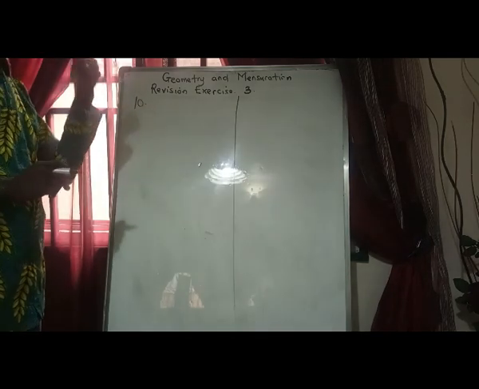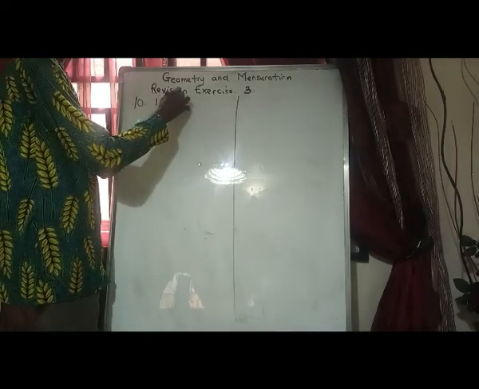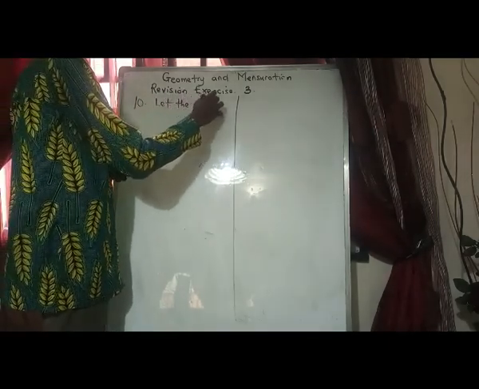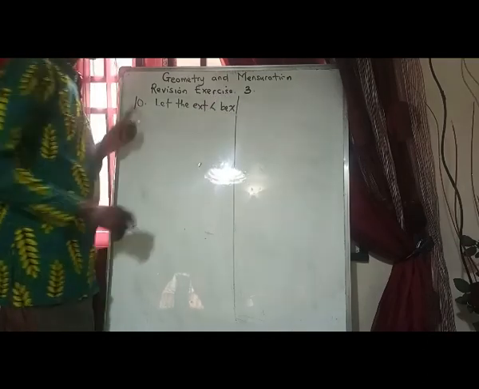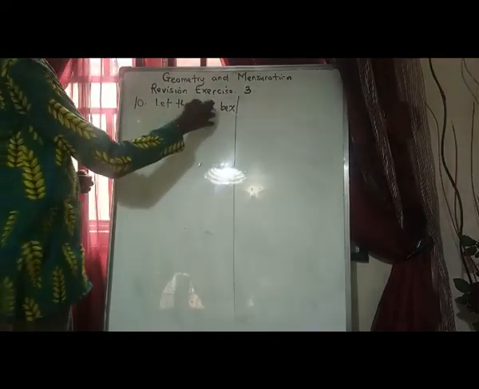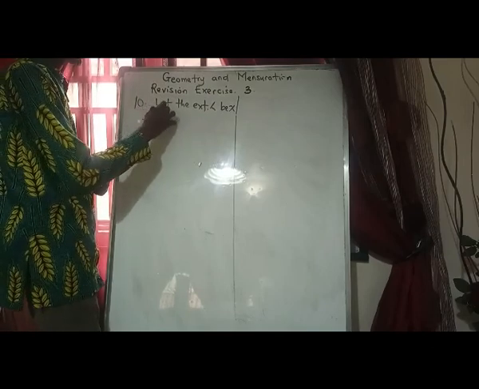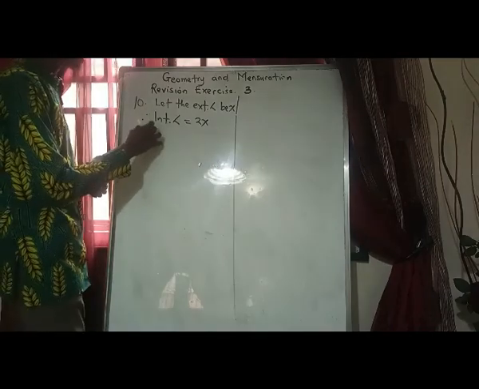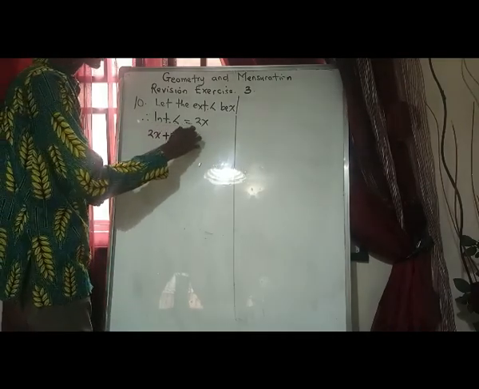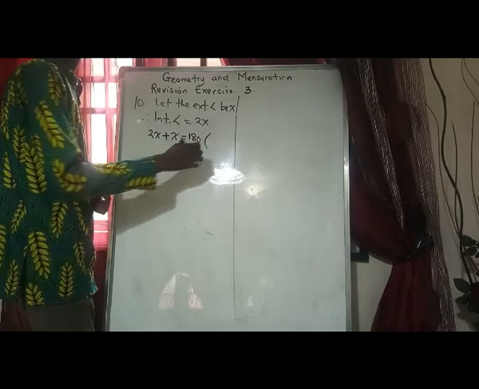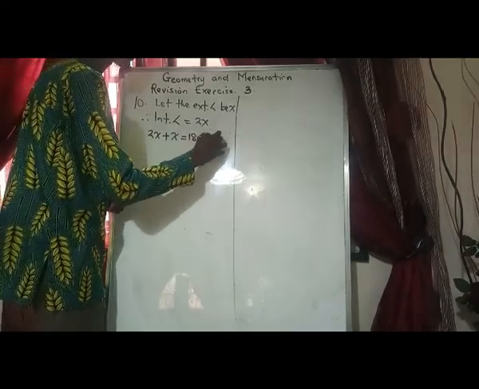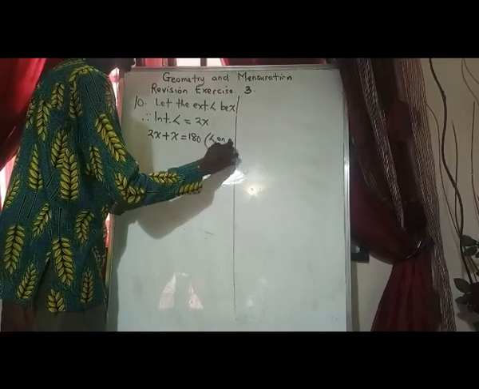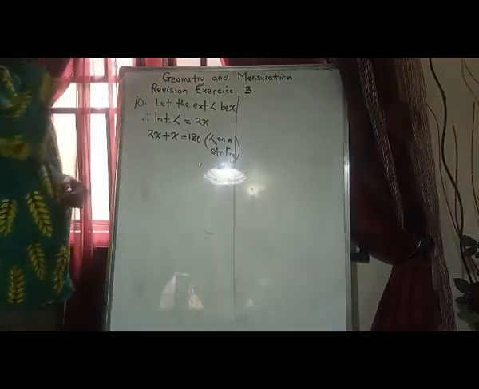Find the number of sides of a polygon, a regular one, whose interior angle is 2 times that of the exterior angle. So let the exterior angle be x. So if the exterior angle is x, it will mean that the interior angle will be equal to 2x. Now what does that mean? It means 2x plus x will be equal to 180 degrees. What's the reason for that? Angles on a straight line will sum up to 180 degrees.